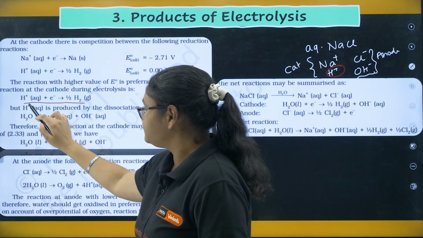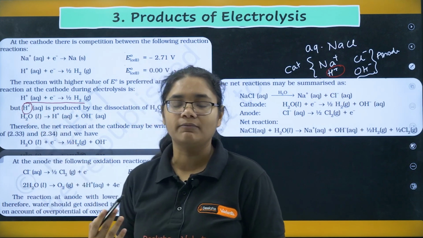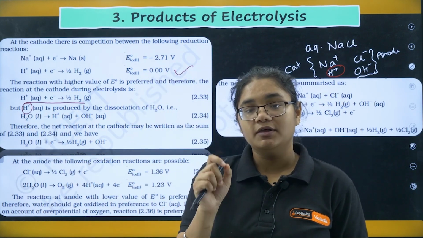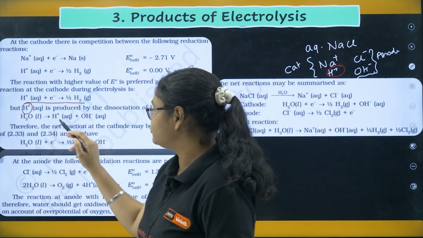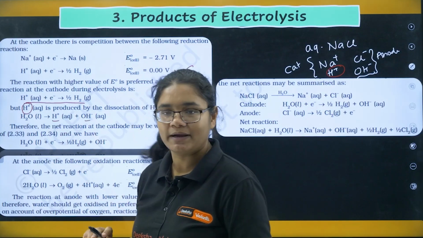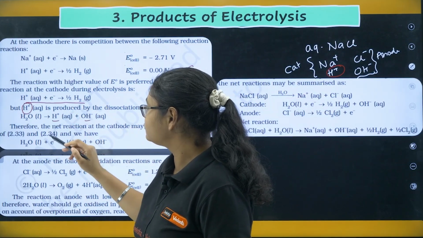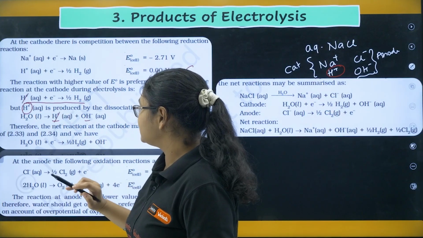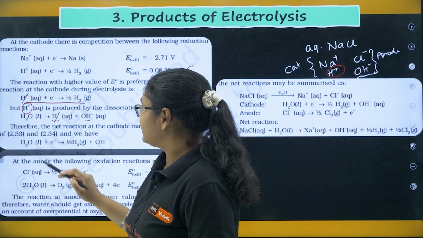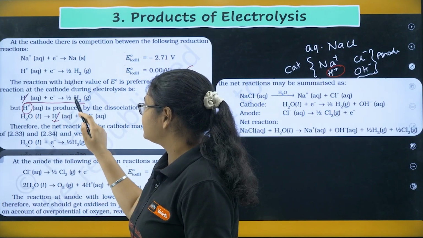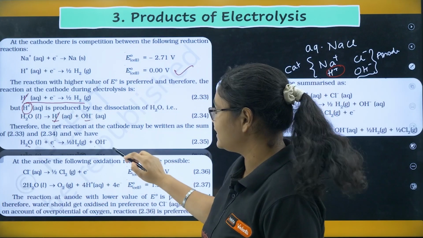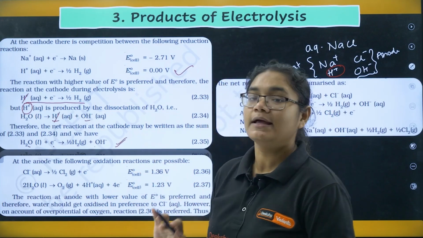But now, where is this H plus coming from? H plus is coming from the ionization of water. H2O gives you H plus and OH minus. So the net reaction at the cathode is what? You need to add these two reactions. H plus will get cancelled. So we will get H2O plus electron gives half H2 plus OH minus. So this is the net reaction that is happening at the cathode.